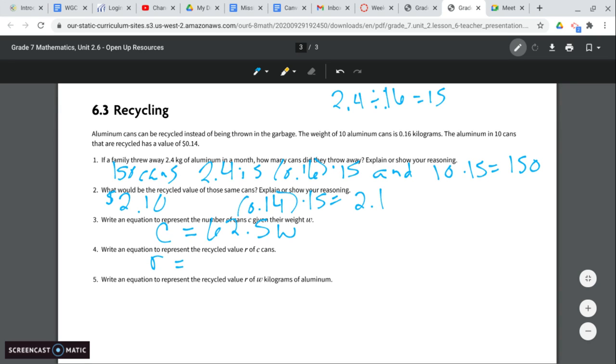Okay, so R equals 0.014C. Now, we move the decimal in this because this is for 10 cans. We want to have it for when it's 1 can, which would be essentially 1 cent, or 14 thousandths of a dollar. And write an equation to represent the recycled value R of W kilograms of aluminum. So this will give us R equals 0.875W.